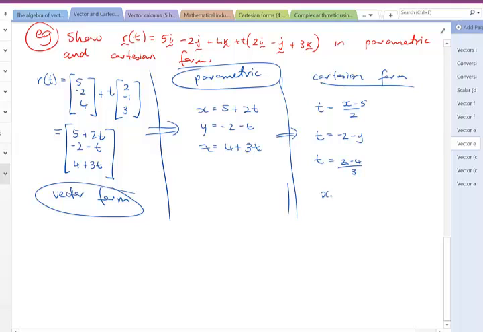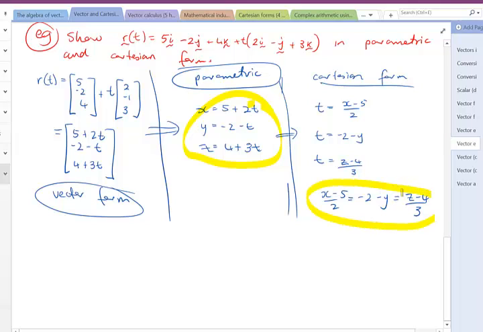So that means that x take 5 on 2 is equivalent to -2 take y, and that's equivalent to z take 4 on 3. Okay, so there's our solutions as our parametric equations, and here is a Cartesian form. We'll look at a couple of extra examples.